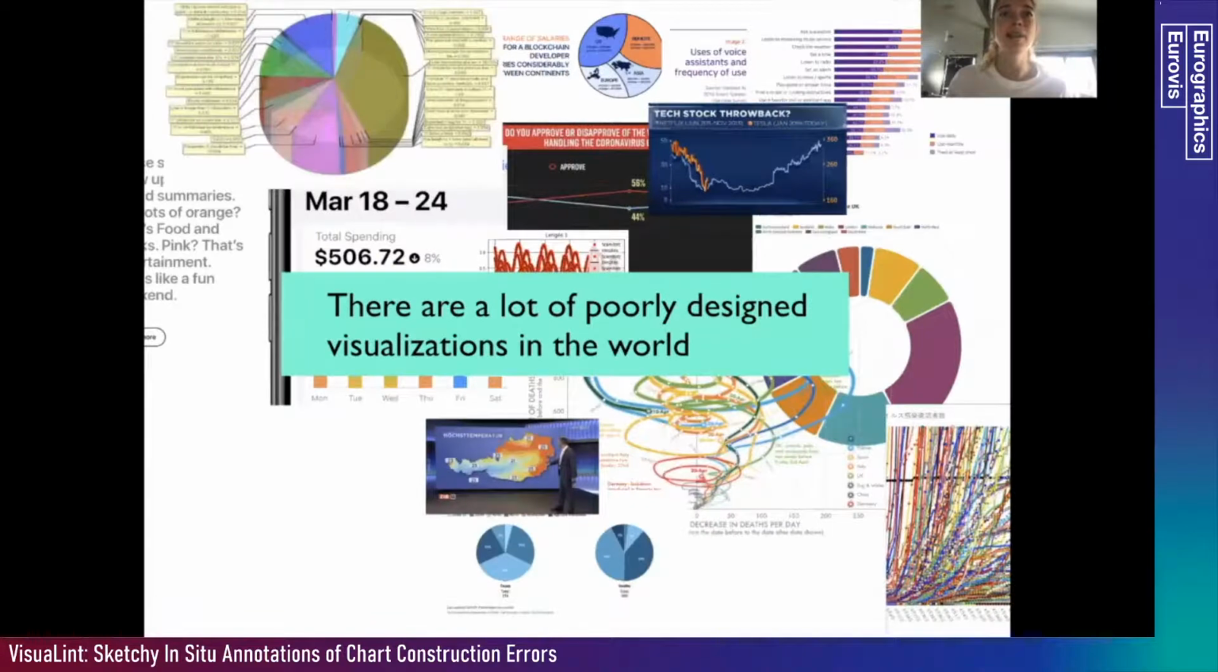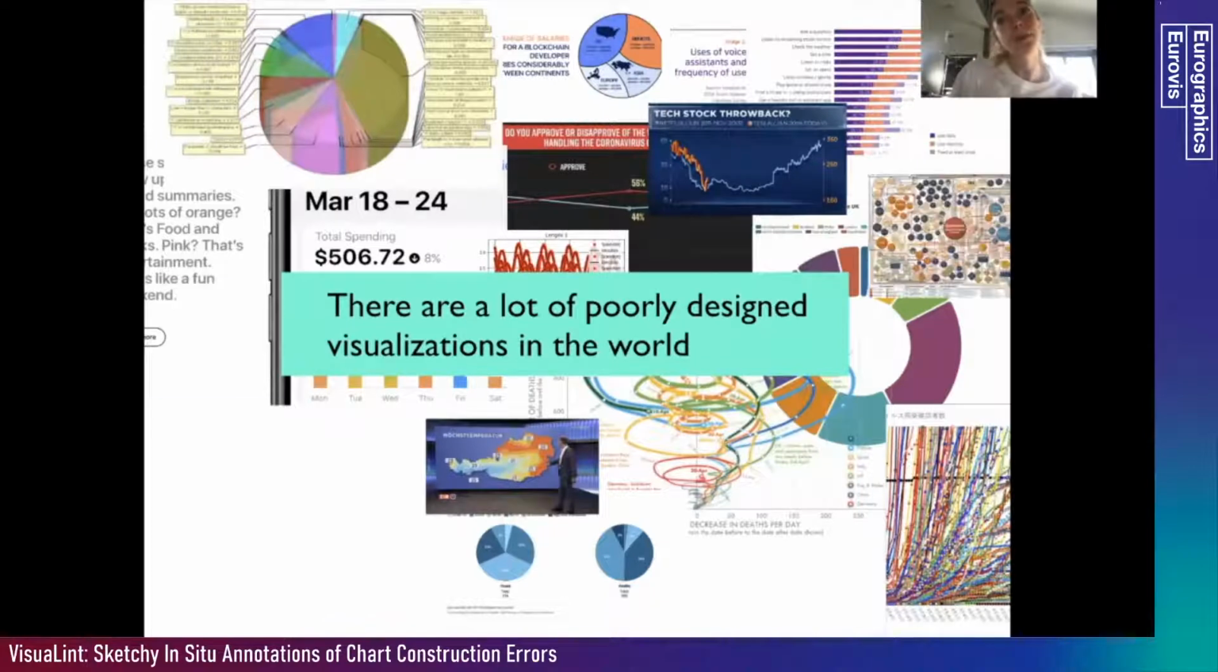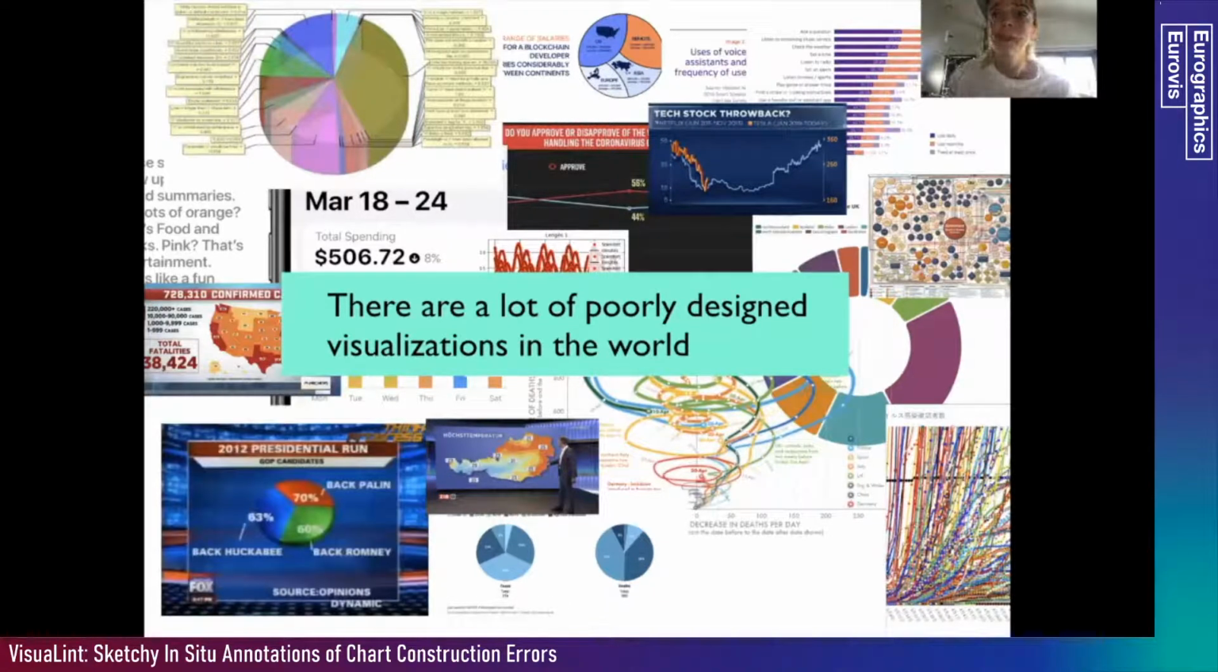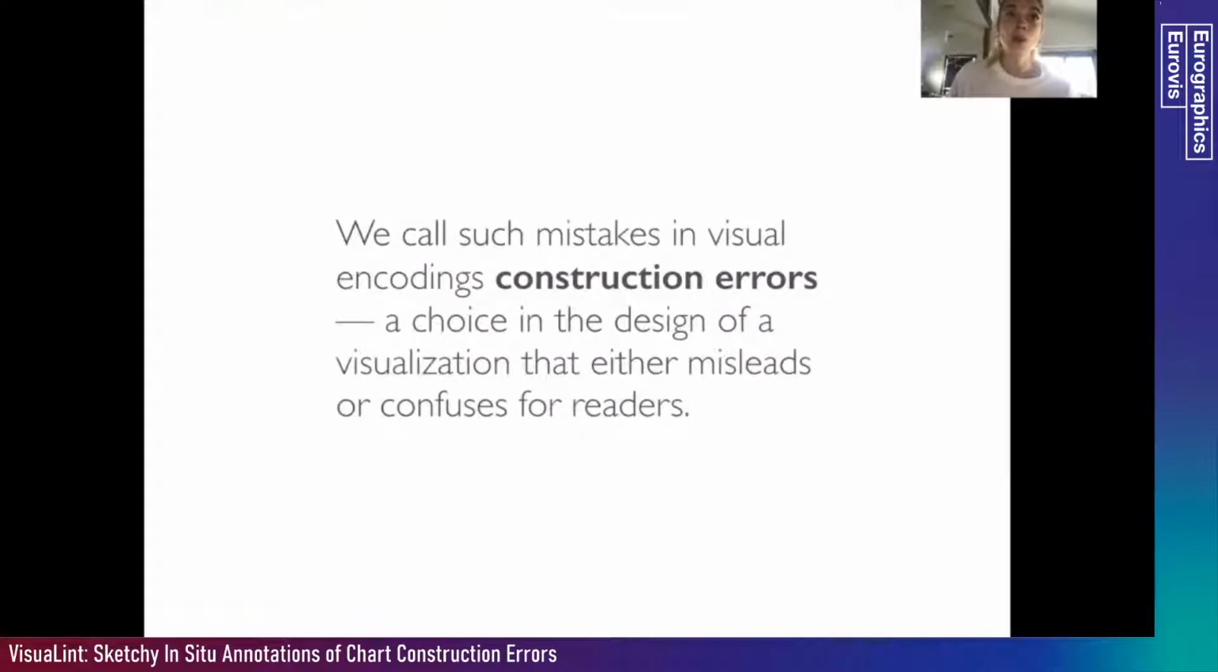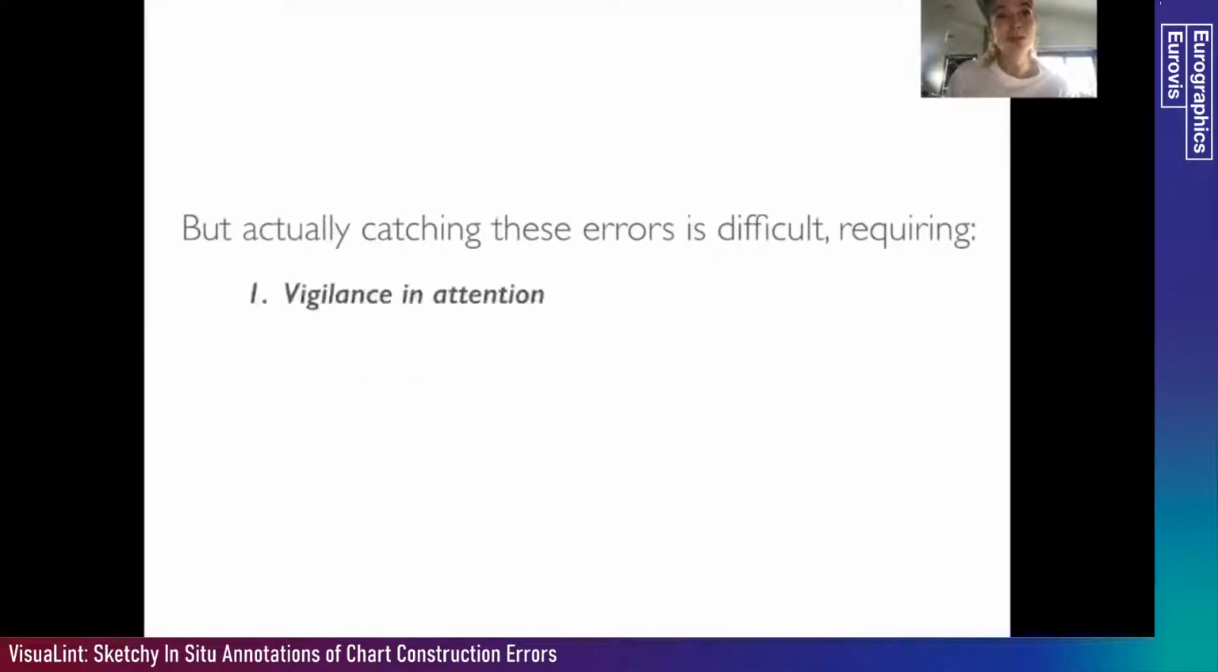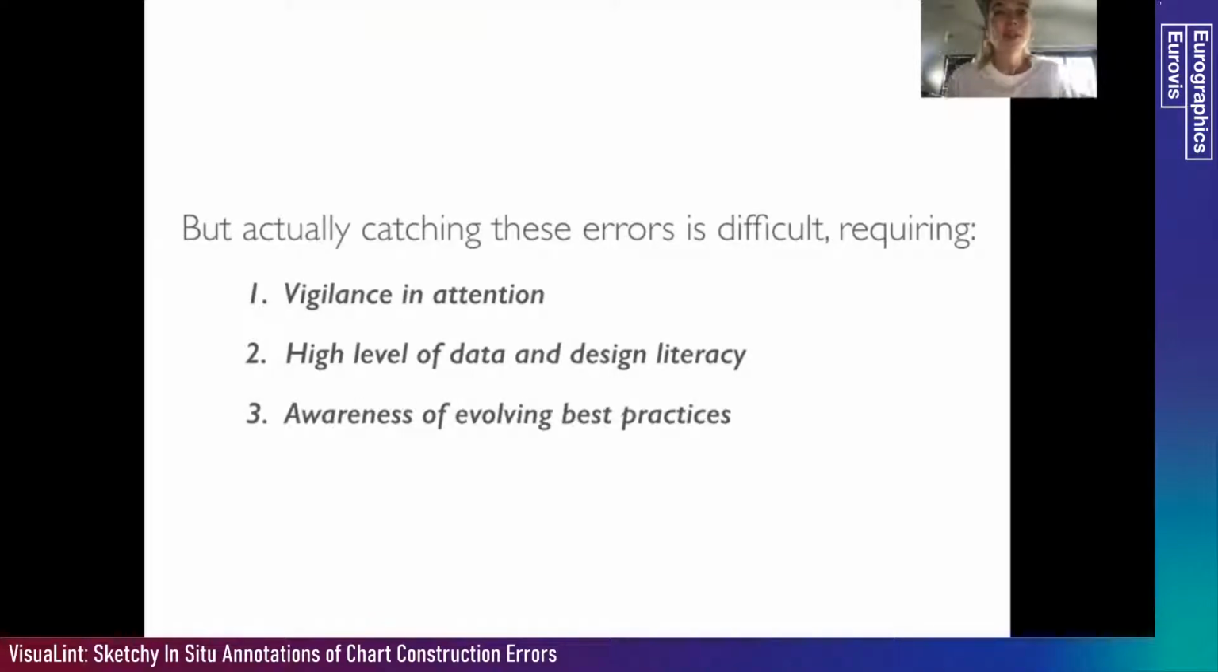Incidences of poorly designed visualizations are common and are only increasing as the internet grows, as tools to make visualizations become more available, and as people attempt to make sense of complex events. We call these mistakes in visual encodings construction errors, when a choice is made in the design of the visualization that either misleads or causes confusion for readers. But actually catching these errors is difficult, requiring vigilance and attention, high level of data and design literacy, and awareness of evolving best practices.